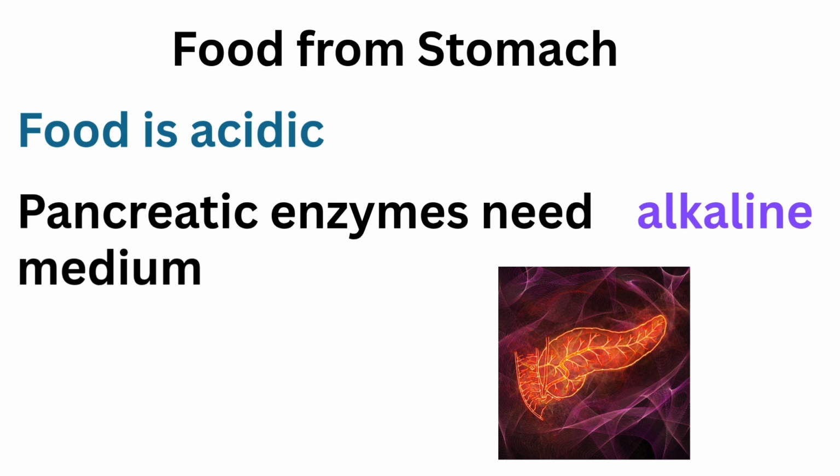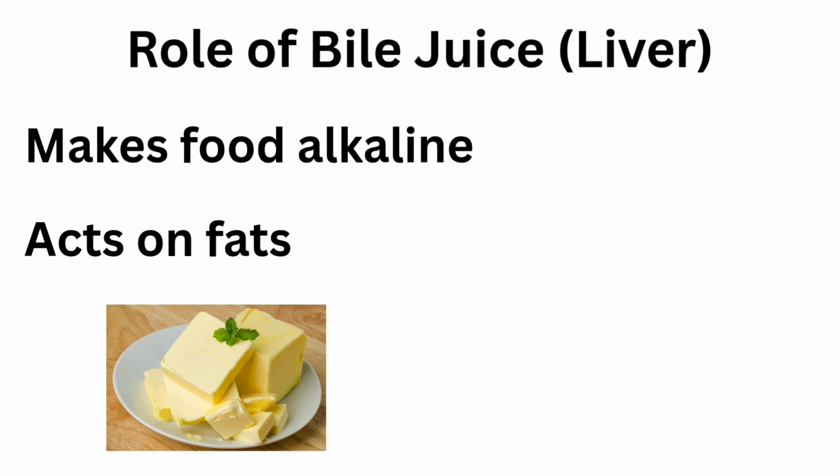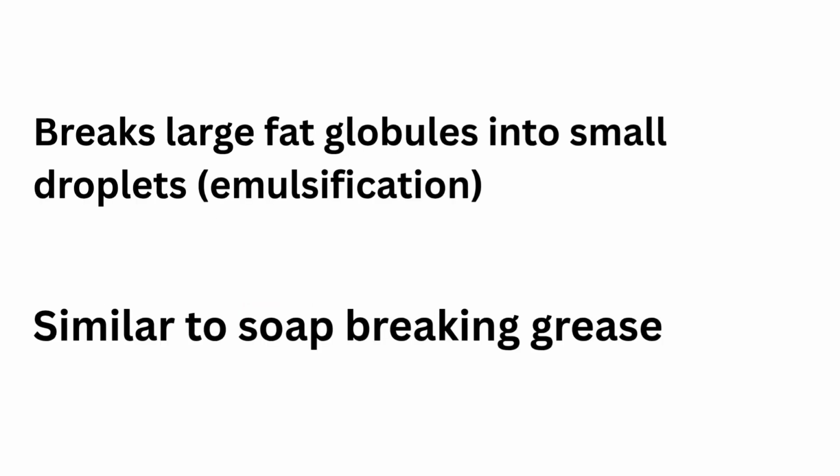Now the food that comes from the stomach is still acidic, but the enzymes from the pancreas can work only in an alkaline medium. So before digestion can continue, this acidic food has to be neutralized, and this is where the bile juice from the liver plays a key role. It not only makes the food alkaline but also acts on the fats. And you see, fats arrive in the intestine as large globules, which are hard for enzymes to attack, and these bile salts break them into smaller droplets by a process called emulsification, which is very similar to how soap breaks up grease or dirt.